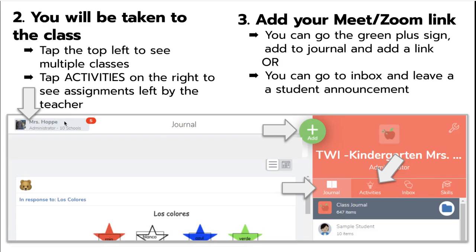So you'll go to the top left corner to find the right class. You'll go to the plus sign to add an announcement where you'll post your Zoom link. Now, at the end of your time subbing, it's really helpful to the classroom teacher if you go back and delete that announcement so that families don't get confused the next day. All right, so there's the basics of what Seesaw is going to look like. Now let's see it in action.